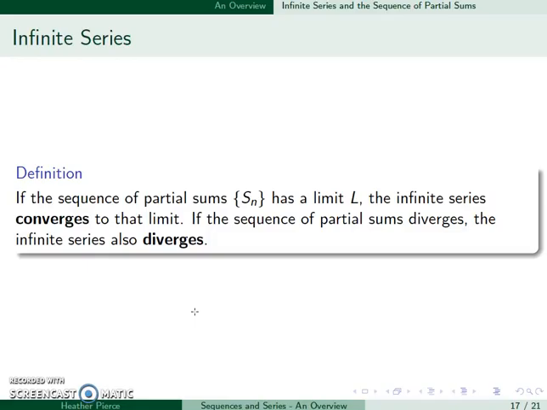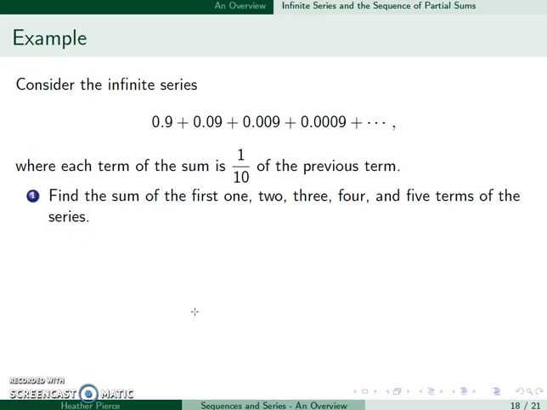First, if the sequence of partial sums has a limit, the infinite series converges to that limit. And if the sequence of partial sums diverges, the infinite series will also diverge. So let's consider this infinite series. Each term is 1/10 of the previous term. So I want to find the sum of the first 1, 2, 3, 4, and 5 terms. So for 1, that's just 0.9.